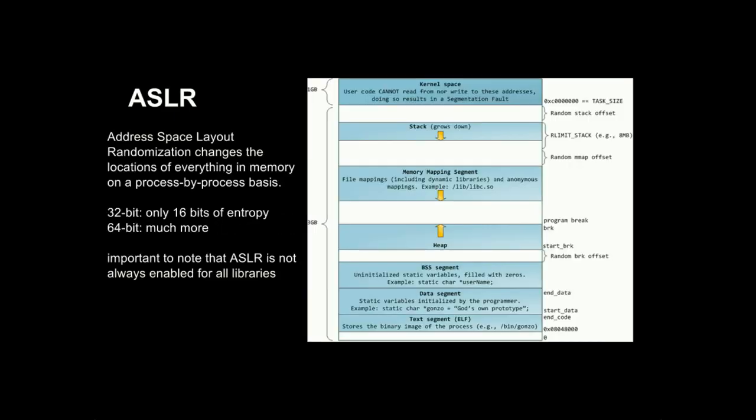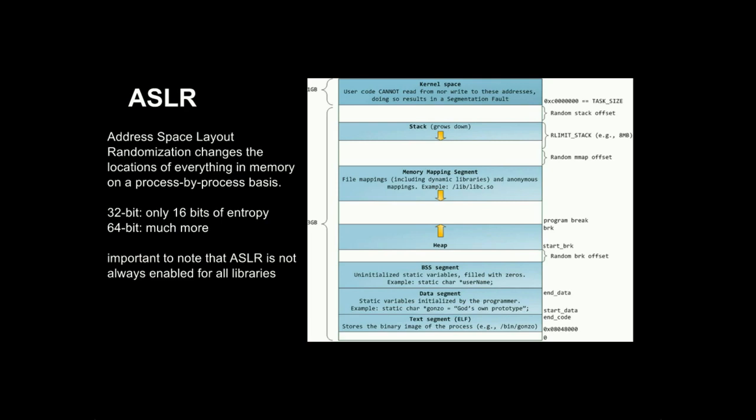Now let's look at our process memory again. The kernel space is always there. We can't really use that very well. And ASLR essentially causes the stack and memory mapping segment to all get altered and changed randomly. That means that for any libraries that you load, you don't know where they're going to be loaded into memory. You can't always use the same address for a particular gadget.